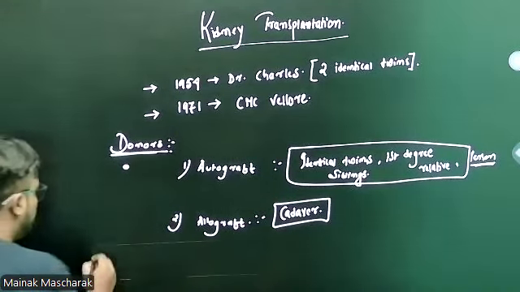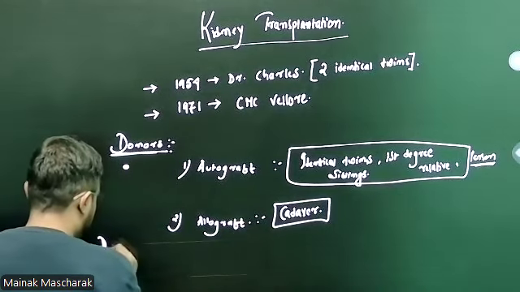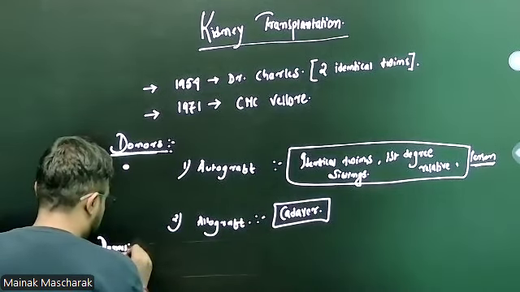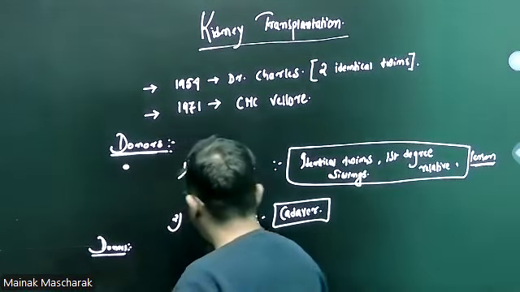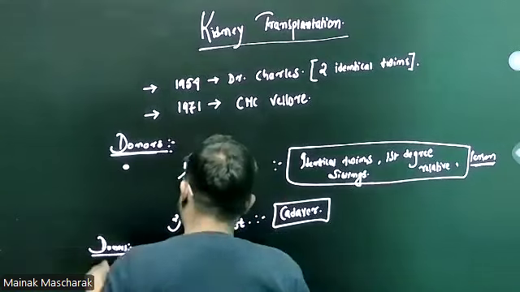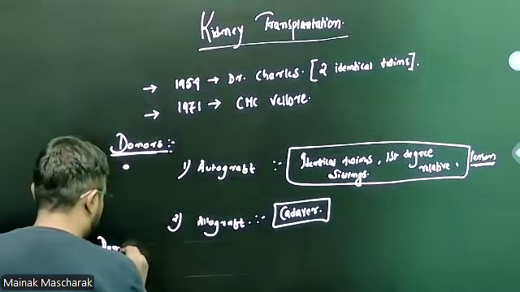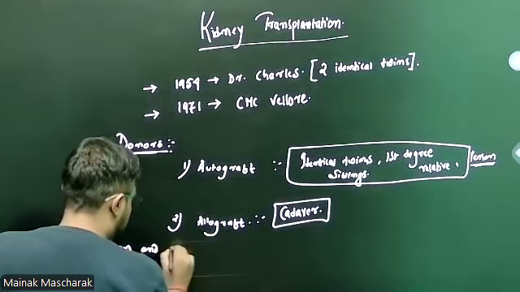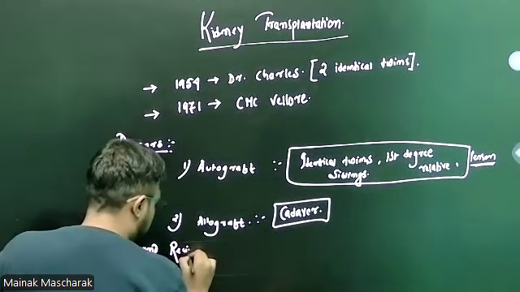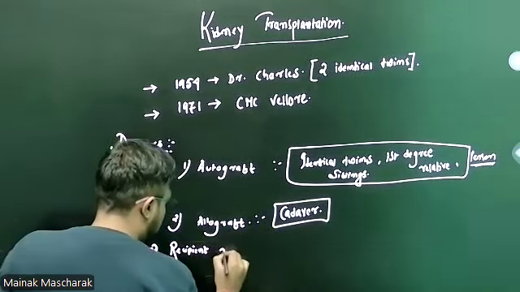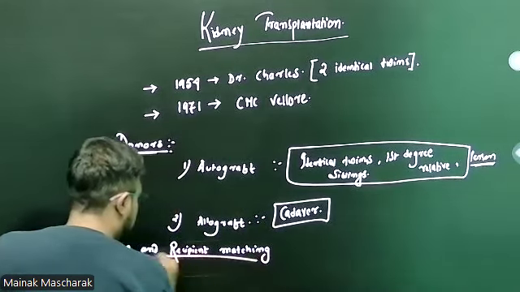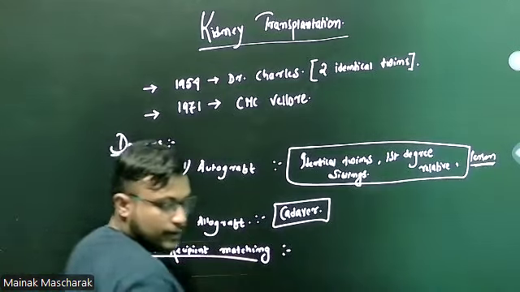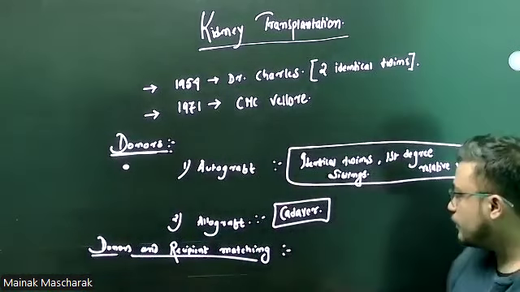Now, what are the characteristics of the donor? There should be a basic matching, which is called the matching between donors and recipients. Donor and recipient matching should be done. Yes or no? Now, what is the donor and recipient matching?